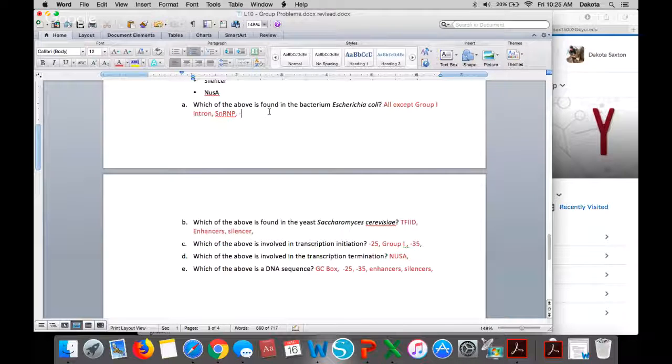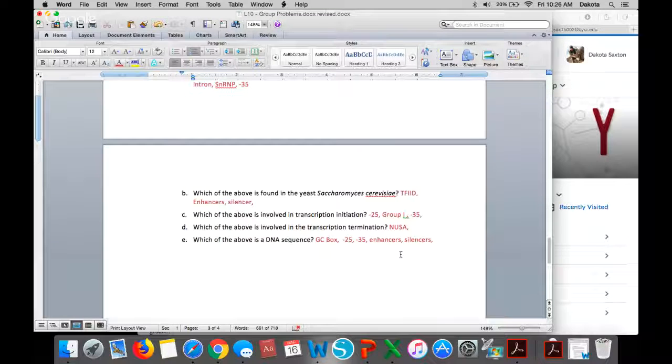And then on the next one, we weren't sure what kind of this yeast was, so we just looked it up, and it's actually a eukaryote. So we just went off of these for a eukaryote, and that's what we found for them. It was the TFIID and the enhancer and silencer.